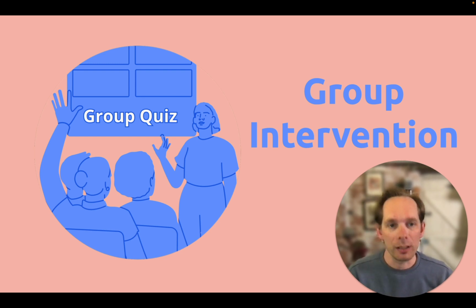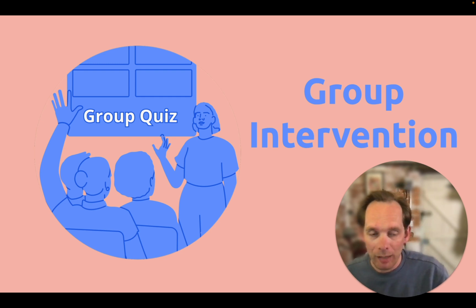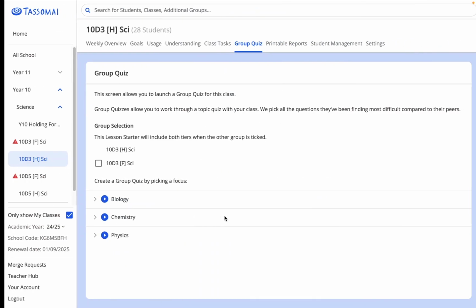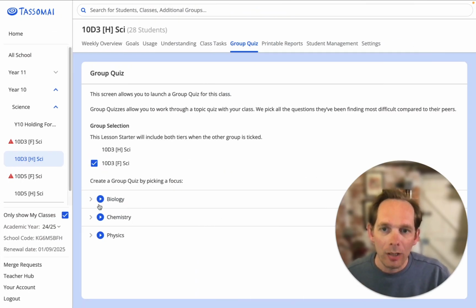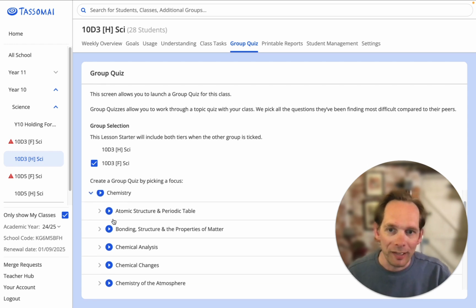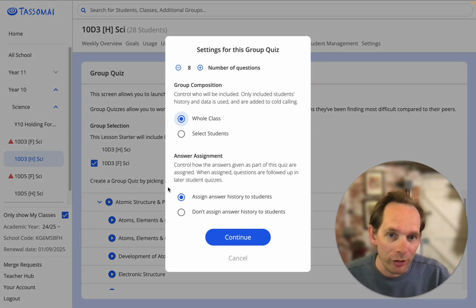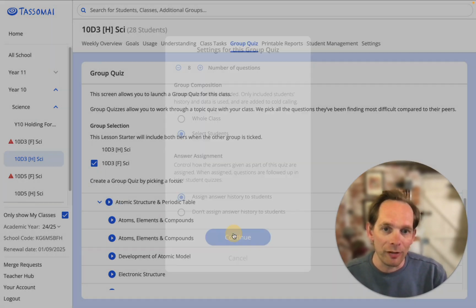really powerful for interventions. Say you've got your Year 11s in for last minute exam revision and half of them are there, half of them aren't. Maybe some people are away on a trip or in another exam, or you just want to take a small group of your students and do some work with them as a subgroup of the class while the rest get on with an exercise. Well, here I'm going to do a quiz on all of atomic structure, but only for a select group of students.